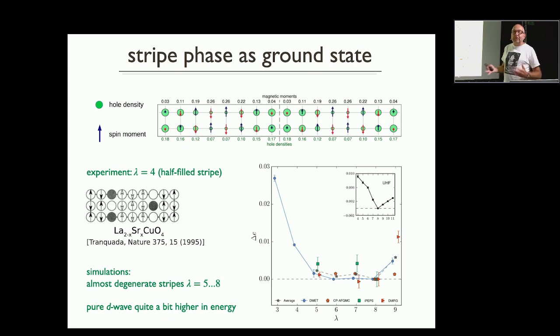And also, what they found is that a pure D-wave superconductor, which is not coexisting with stripes, which however are observed, would be quite a bit higher in energy, but they did not look at the question of stripes coexisting with superconductors. This was already difficult enough.